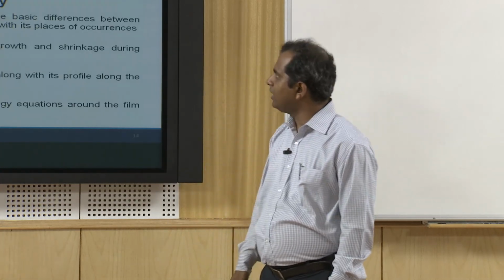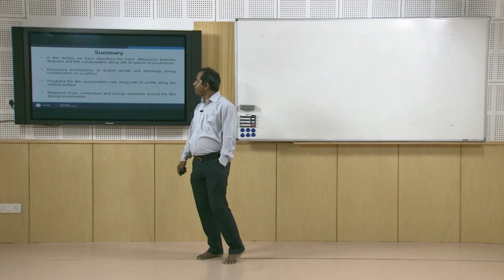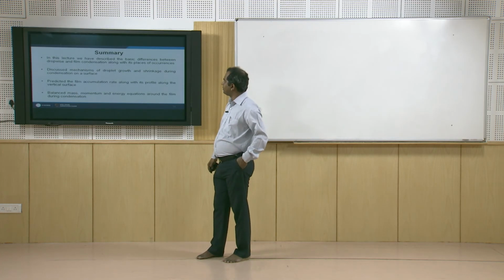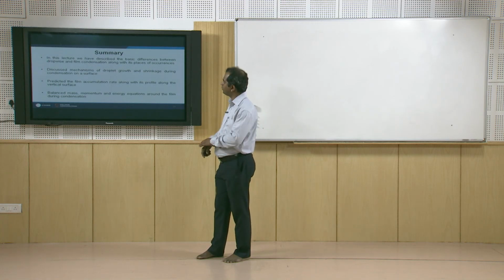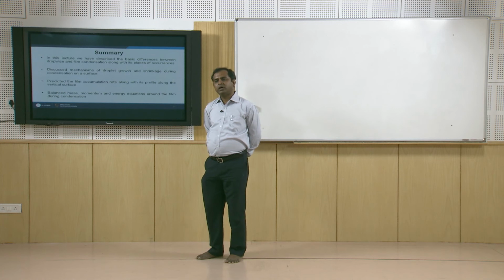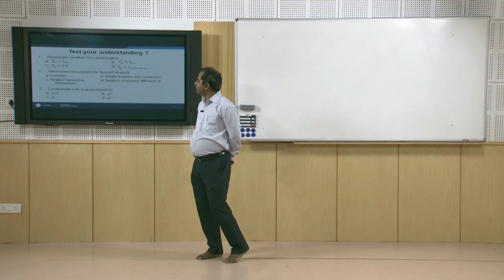Okay. So, to summarize this lecture, what we have done, we have described the basic differences between dropwise and filmwise condensations, and where those occur, those things we have discussed. We have discussed the mechanisms of droplet growth and reduction in case of dropwise condensation. We predicted the film accumulation rate in case of film-wise condensation over a vertical surface, and we have balanced mass, momentum and energy equations to find out the film profile over a vertical surface. Okay. So, let us test your understanding.